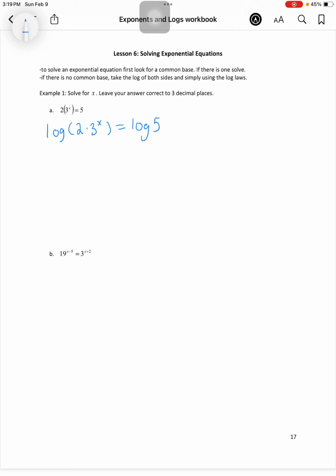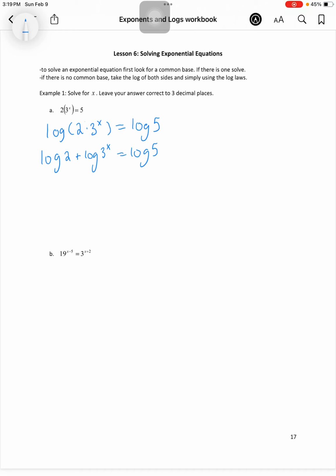Now from here, we see our argument is multiplication. As I mentioned in our previous lesson, when you see multiplication, you're going to use the multiplication law, and then you're going to have to do addition. So it's going to look like this: log 2 plus log 3^x equals log 5. Just as a reminder, we see 2 items in our argument, so we should have 2 different logs on the left side.